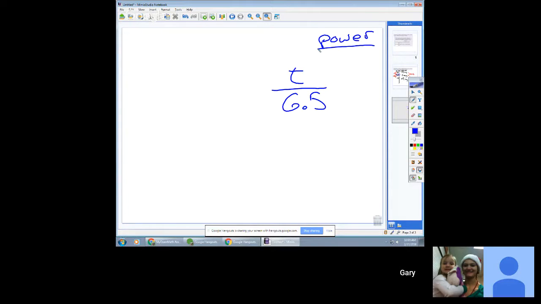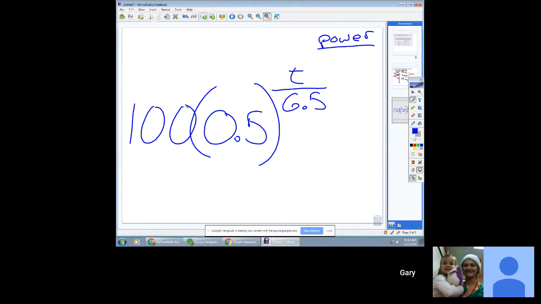This is like the ibuprofen problem we did the other day. If that's the power, then I have to have a base. Every time I find a half-life, what am I going to do? Every time I find a group of 6.5 hours, I'm just going to cut it in half, so 0.5. So I multiply by 0.5 every time I find a group of 6.5 hours, starting with 100. Let's clean that up. This is the formula we're looking for to calculate the caffeine.